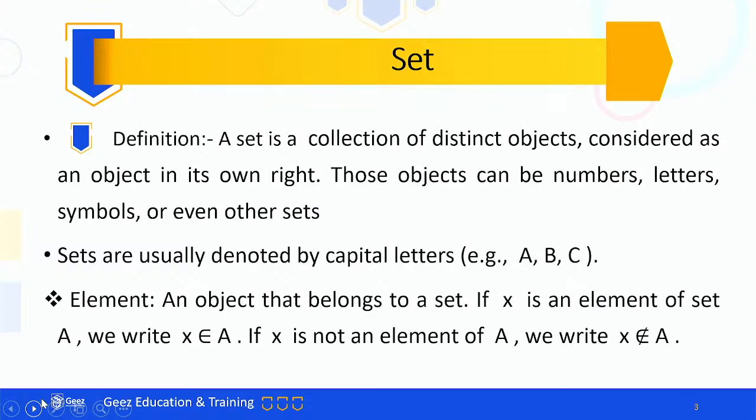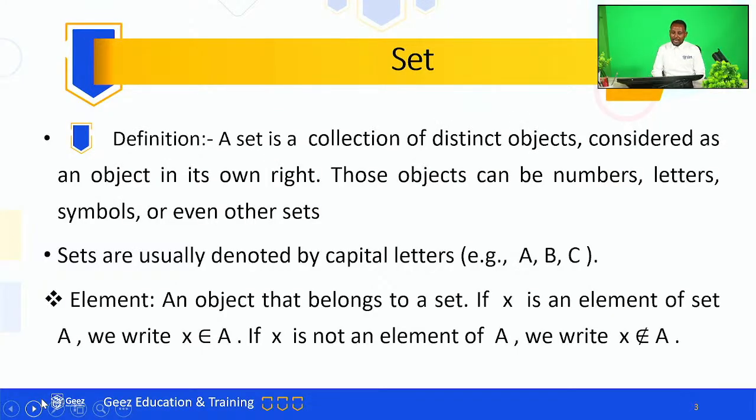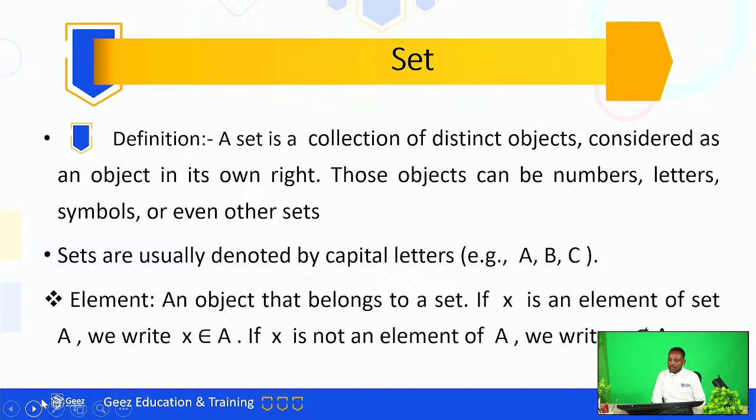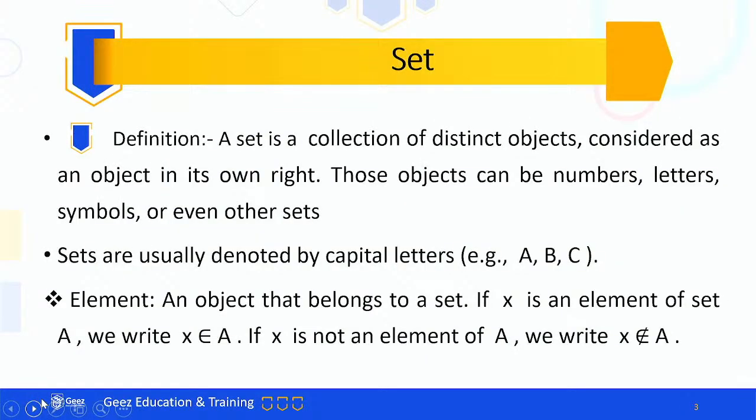All right, so to start the concept of set theory, let's define what a set is. So students, from your grade 9 concept, I'm talking about grade 10, a set is a collection of distinct objects considered as an object in its own right. Those objects can be numbers, letters, symbols, and so forth. So a set is nothing but a collection of objects, and those objects can be letters, numbers, symbols, and so forth. So usually a set is denoted by a capital letter, okay? A set is denoted by a capital letter.